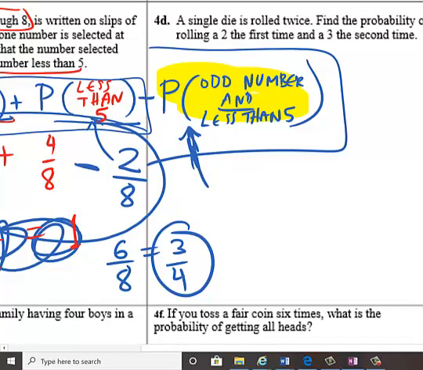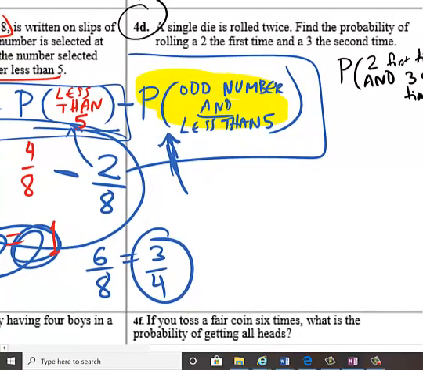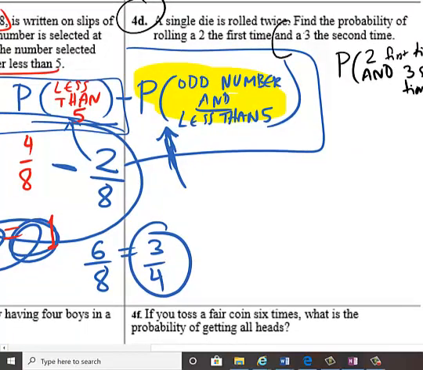And then this next problem, 4D here. A single die is rolled twice. Find the probability of rolling a 2 the first time and a 3 the second time. So I want the probability of rolling a 2 the first time, and I would say it's an "and" a 3 the second time. Because it's not like they're saying, I'll take a 2 the first time or a 3 the second time, either way works. No, they want both of those things to happen, so it's "and".